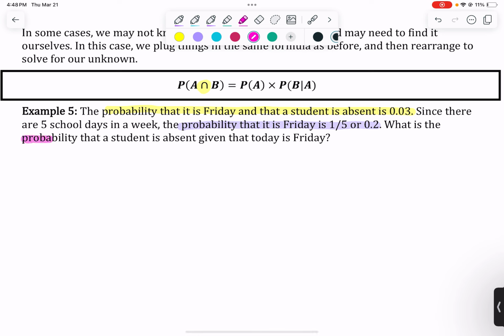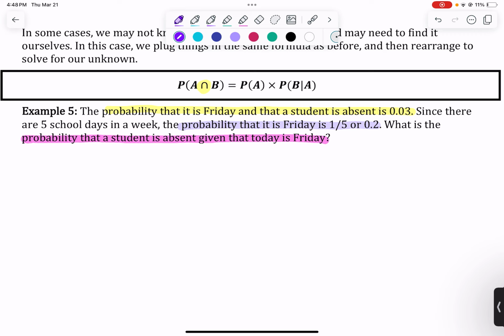And I'm looking for the probability that a student is absent given that today is Friday. So this is going to be the conditional probability I'm looking for, and the words "given that" are a really big hint that that's what I'm looking for here. So I need to set up and define some events because I can't just use A and B. I don't know what A is. I don't know what B is.